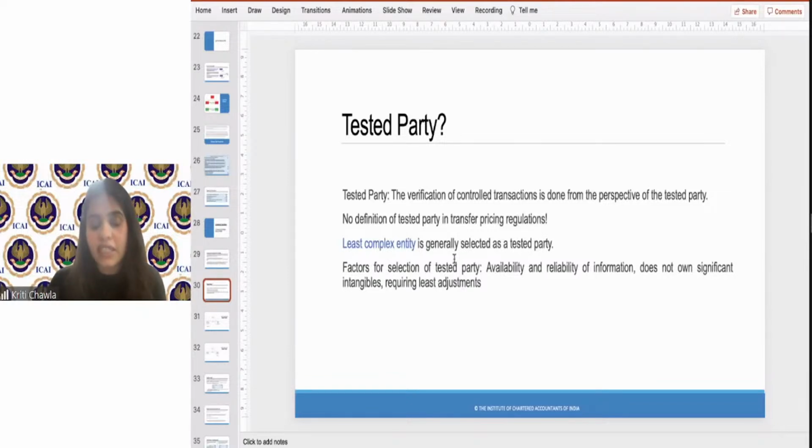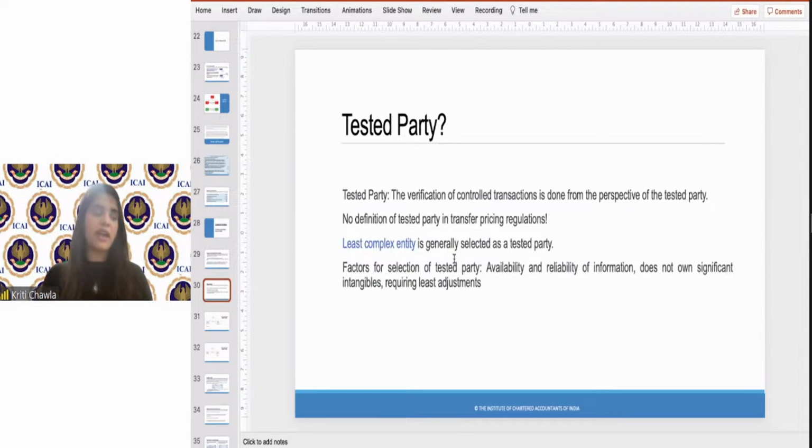So if you said the Indian entity is the tested party, that is because we generally feel that the information on the Indian entity is readily available and hence it's going to be the tested party. So we'll calculate the profit margin of the Indian entity and then compare it with the profit margins of other Indian entities. And then we'll be able to see whether this is at ALP or not.